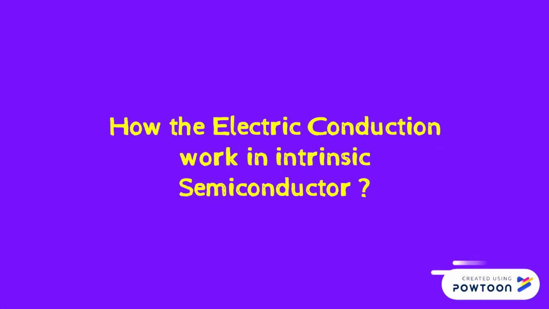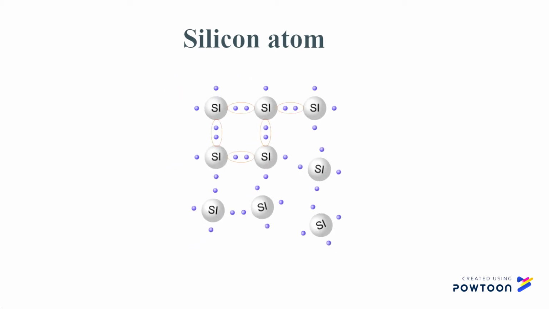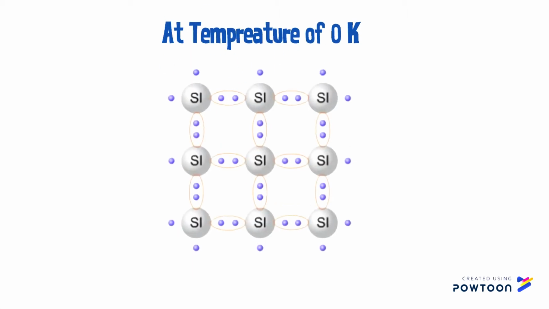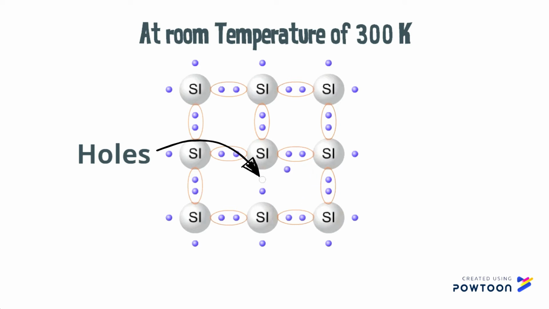First, let us look at how electrical conduction works in the intrinsic semiconductor. Inside the structure of silicon, each silicon atom is bonded with 4 silicon atoms by covalent bonding. At a temperature of 0 Kelvin, the electrons don't gain any thermal energy to excite themselves, so they won't leave the valence shell. After the electrons gain thermal energy at room temperature, 300 Kelvin, they break free from the force of attraction of the silicon nucleus and become free electrons. At this moment, positively charged holes are produced.